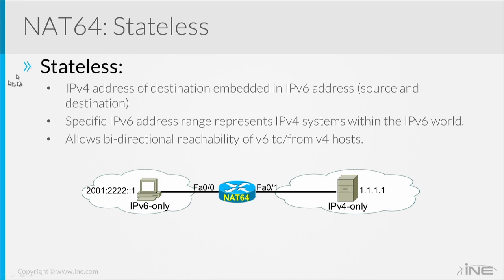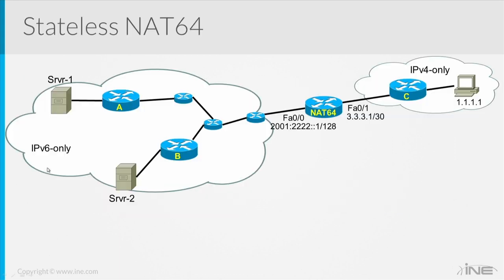And notice this last bullet point here. This is the real benefit of using Stateless NAT64. It allows bidirectional reachability. Either side can initiate the conversation. So let's walk through it here step by step.